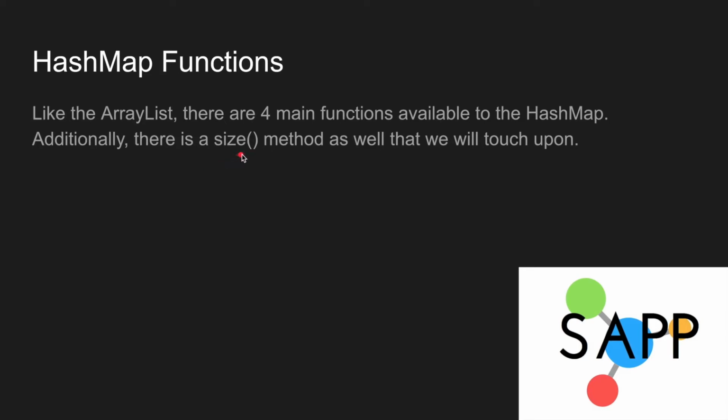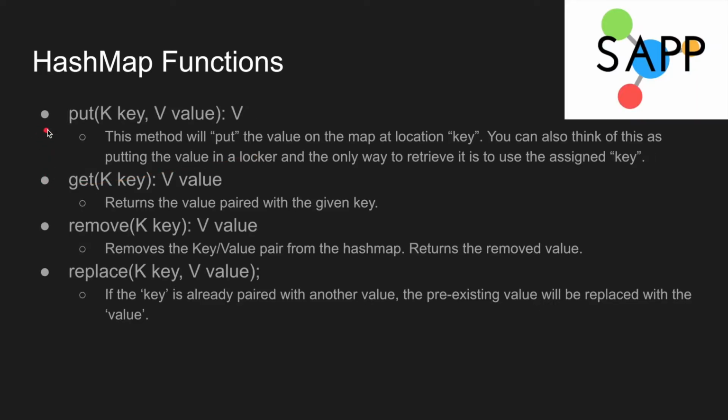This one is the same actually, so I might not even cover it that much. It just returns how many key value pairs or how many elements are on the map. Okay, so the 4 functions are as follows. We have the put method, the get method, the remove method, and the replace method.